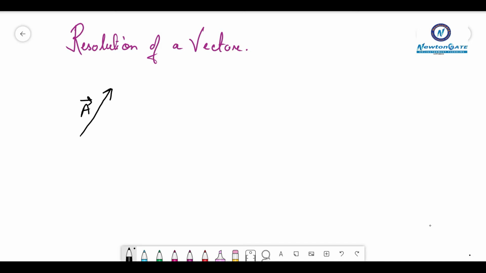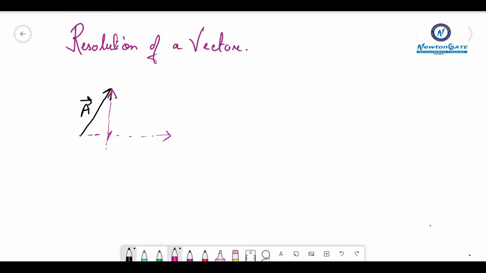Resolution of a vector means the process of splitting the vector A into two or more vectors. When I split the vector A into two or more vectors, those vectors should each have a magnitude and also a direction. Let's say that from the tail of this A vector I give one direction this side, and another direction this side. So I have two vectors pointing in two different directions.